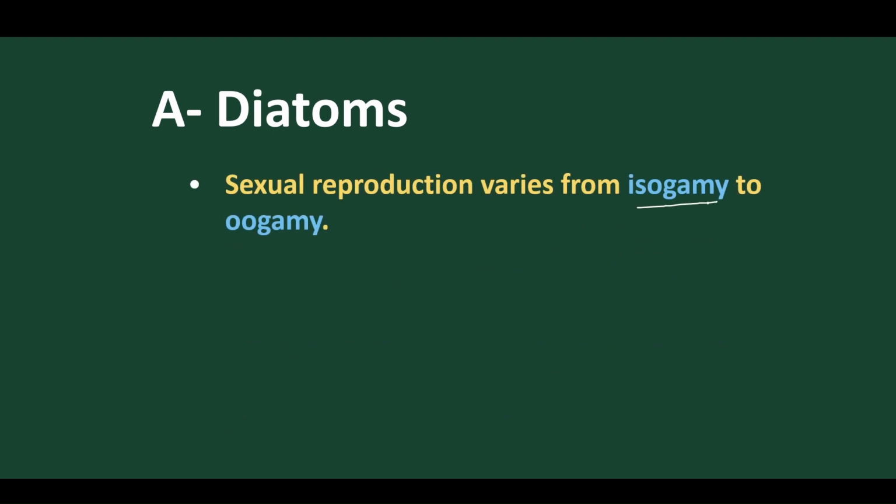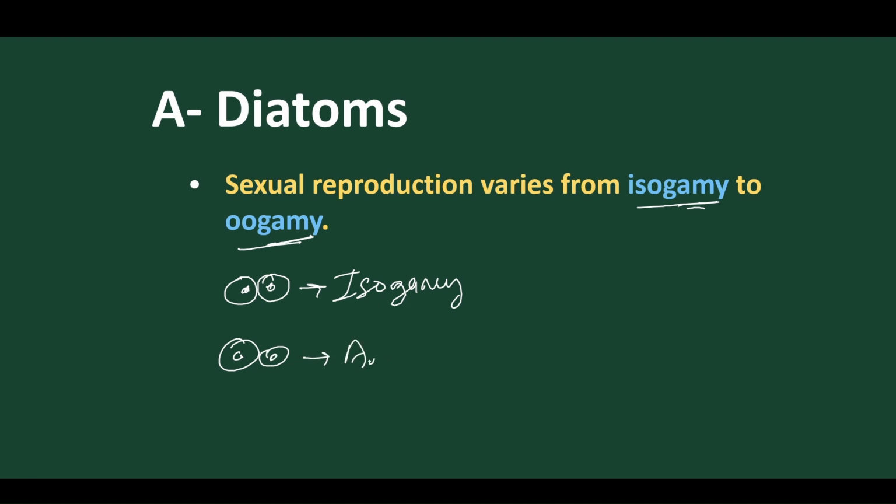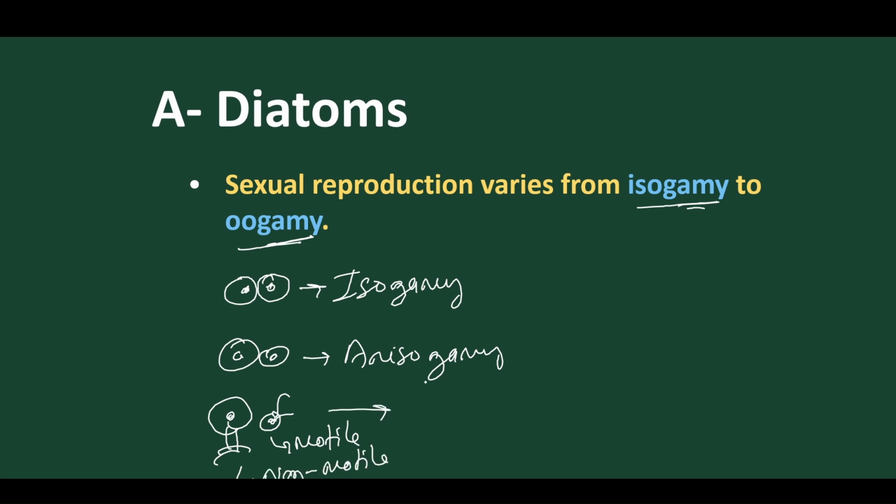But sexual reproduction is isogamous to anisogamous. So what is isogamous and what is anisogamous? Gamy means union. If the gametes are the same in their size and union, it is called isogamy. Got it? If the gametes are irregular in their size, it is called anisogamy. If one gamete is motile and the other gamete is non-motile, then it is called oogamy.